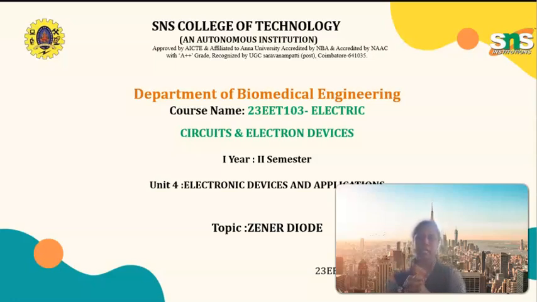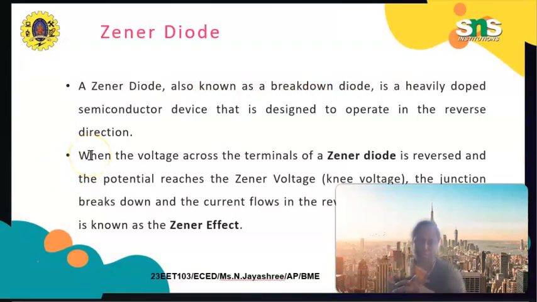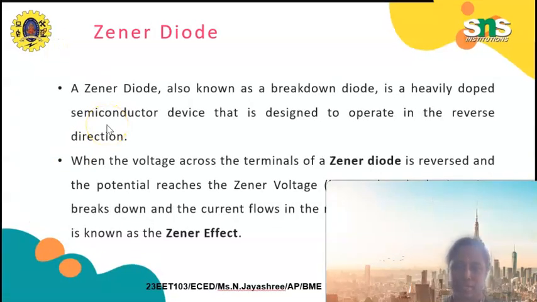I am going to take Electric Circuits and Electronic Devices, and the topic is the Zener diode from Unit 4. This is what we take in the first year, second semester, for students. Okay, let us see what I mean by Zener diode.